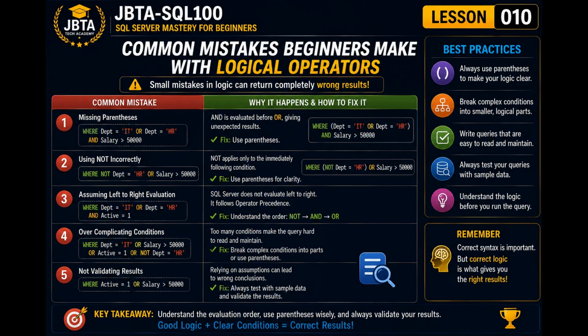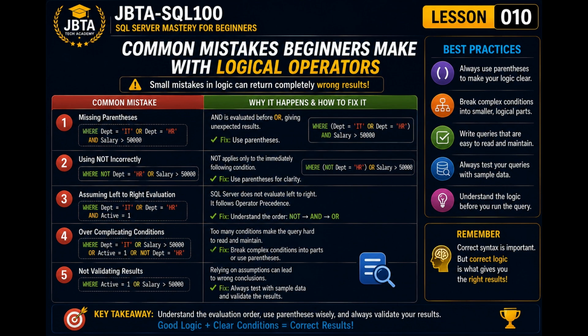Now let's talk about some of the most common mistakes beginners make when writing SQL queries with multiple conditions. The first mistake is forgetting to use parentheses. Many beginners assume SQL Server will understand what they mean. Unfortunately, SQL Server doesn't guess your intention. It simply follows its operator precedence rules. If your logic is not clear, the result may be completely different from what you expected.